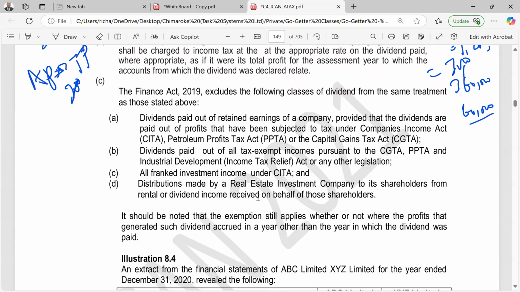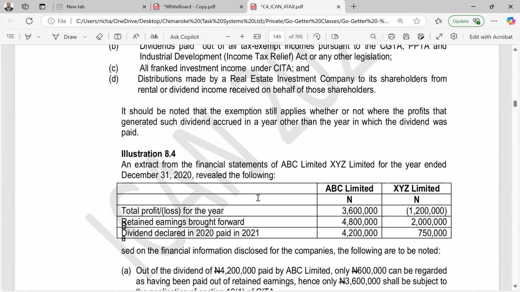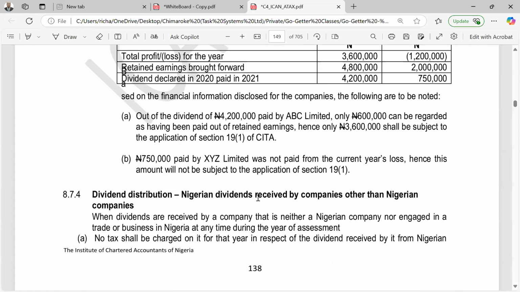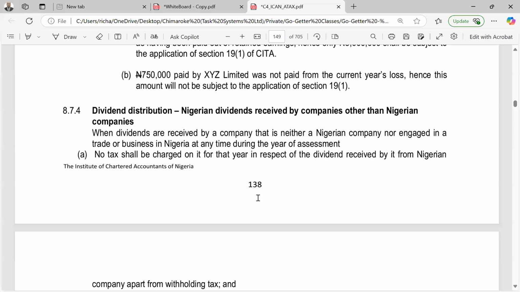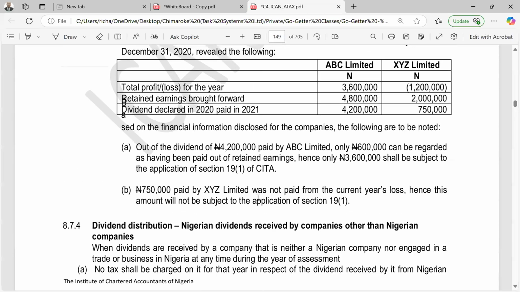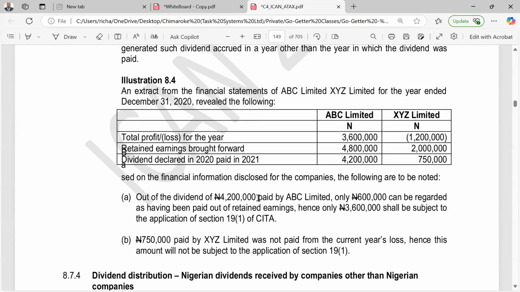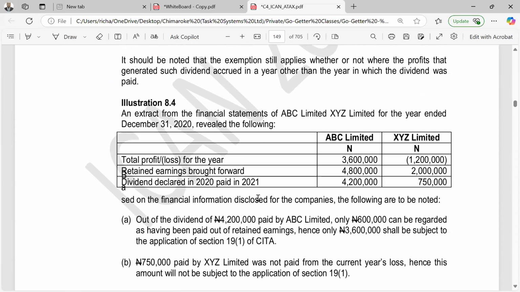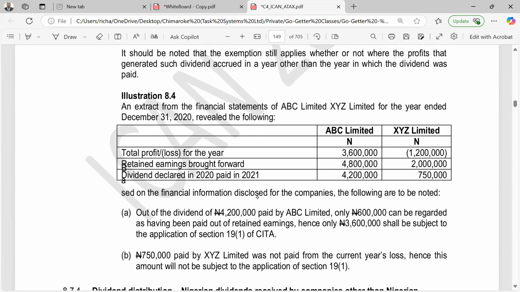So that is it. So if you look at this company now, XYZ financial statement for 2020, this is the total profit for the year. This one has 3.6 million total profit.